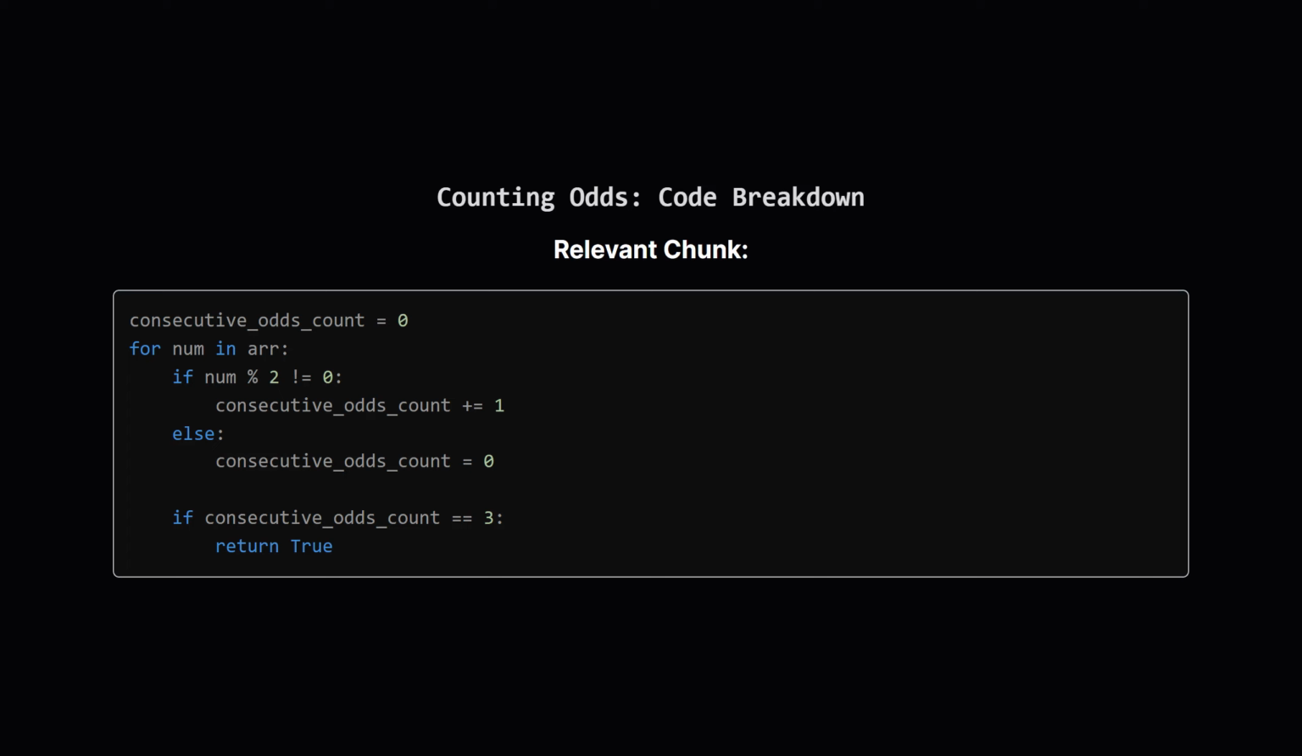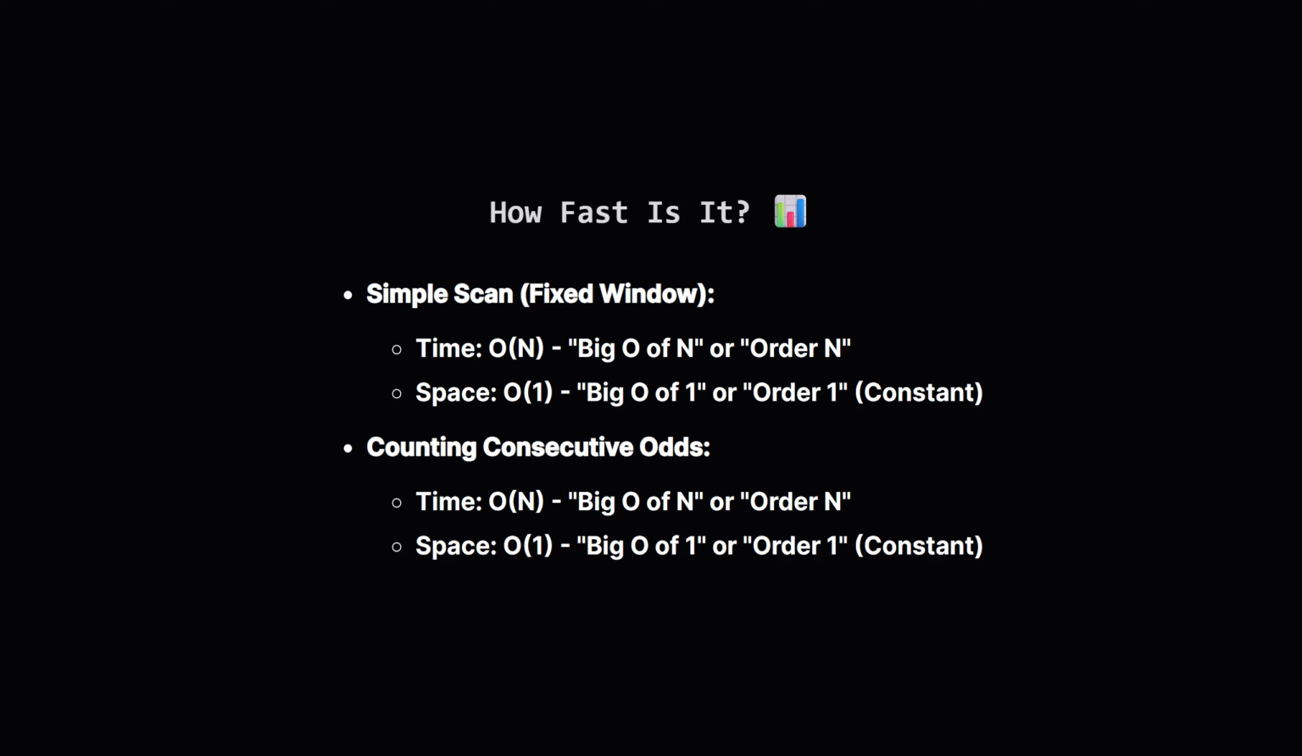Let's zoom in on that loop. See how consecutive_odds_count tracks our streak. If the number is odd, the count goes up. If the number is even, any streak we had is gone, so count goes to 0. The crucial check, if consecutive_odds_count is equal to 3, happens inside the loop, right after we've potentially incremented the count. This means as soon as we hit 3 in a row, we know, and we can stop. This is quite efficient.